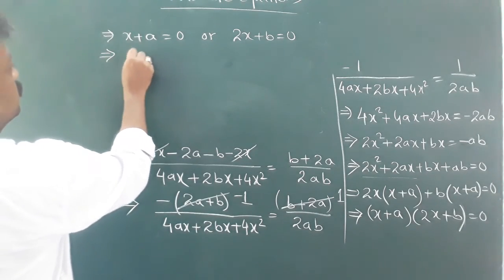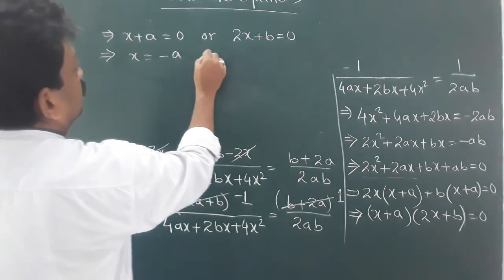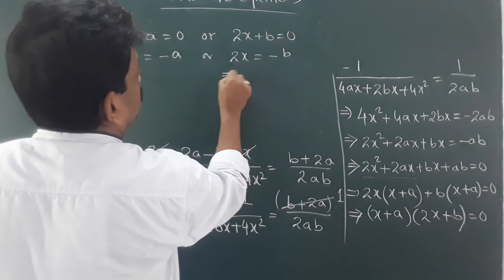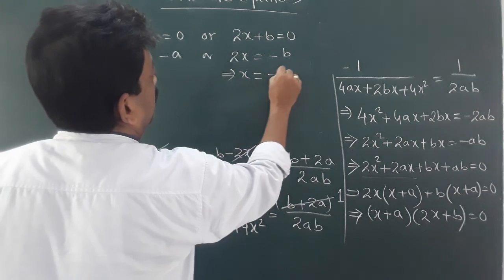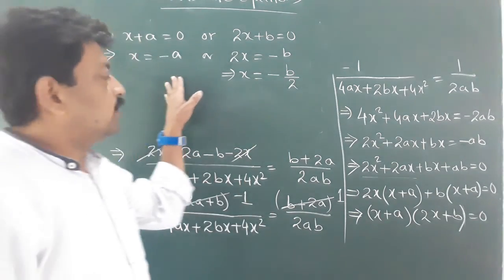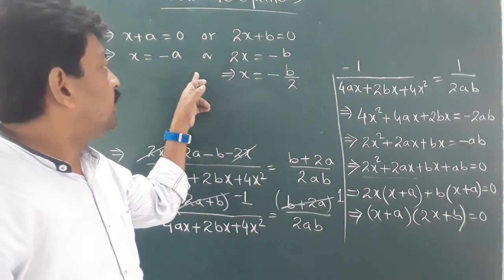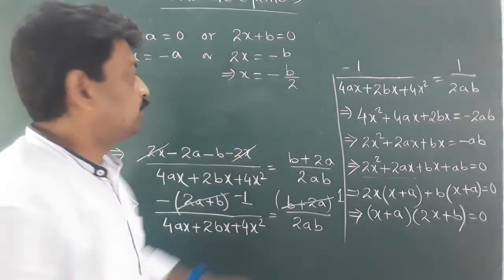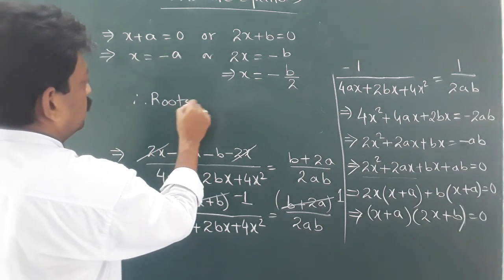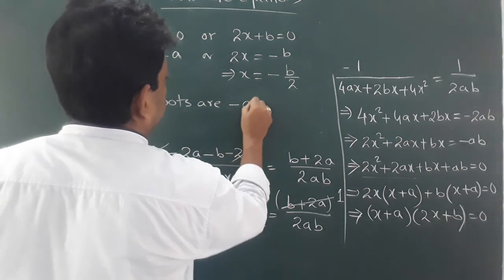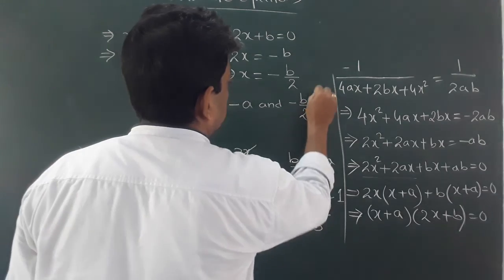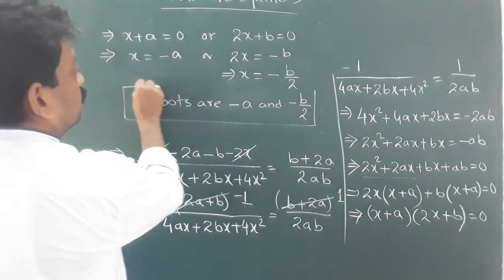That means x equals minus a or 2x equals minus b. That means x is equal to minus b upon 2. So these are the two roots of the quadratic equation, that is minus a and minus b upon 2. Therefore, the roots are minus a and minus b upon 2. This is the final answer.